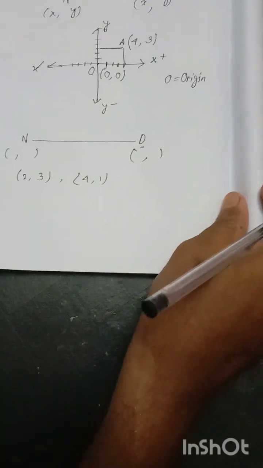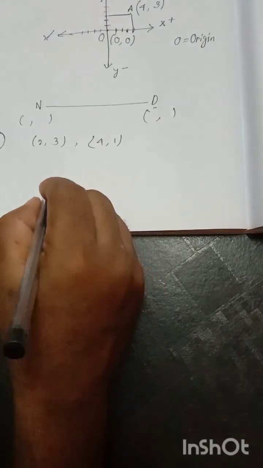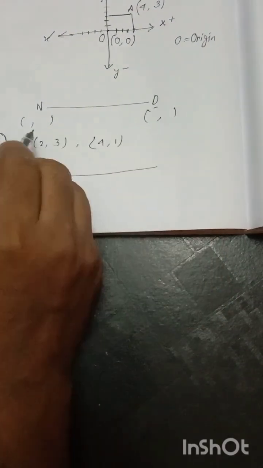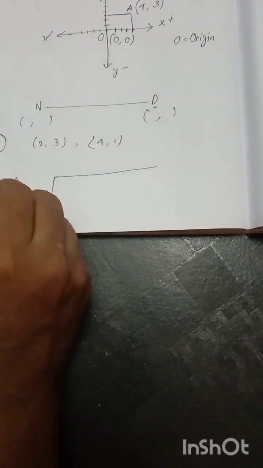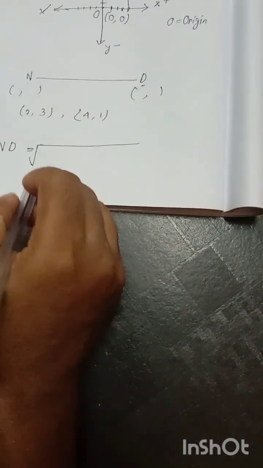So dear students, before going to solve this question, we actually have to know the distance between two points. So if the distance is N and D, it is Nagaon and Dibrugarh. Got it? So Nagaon and Dibrugarh.